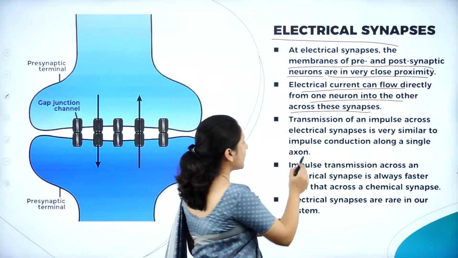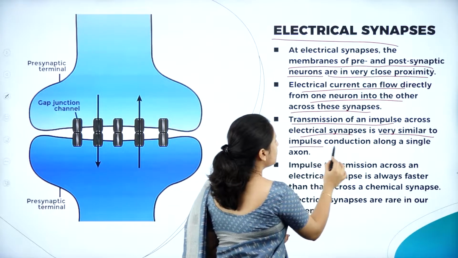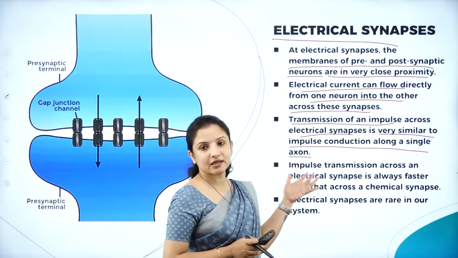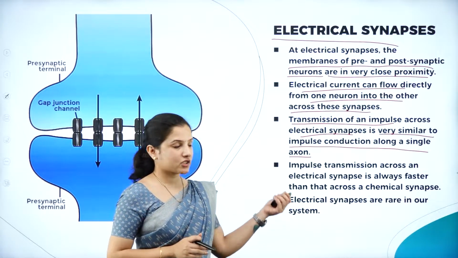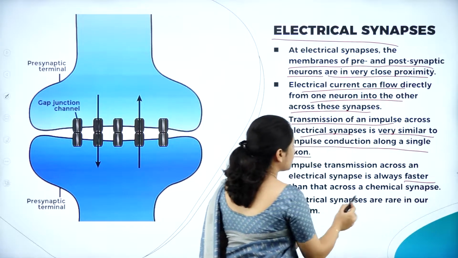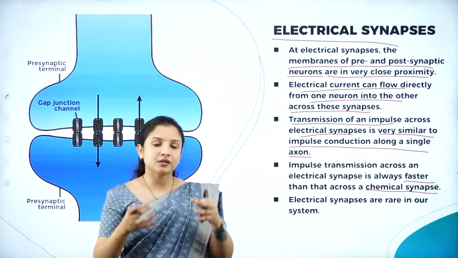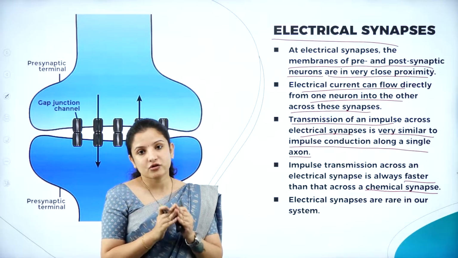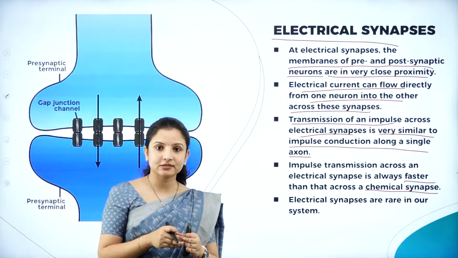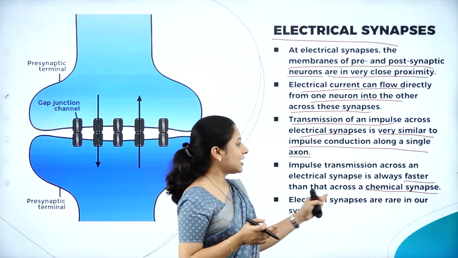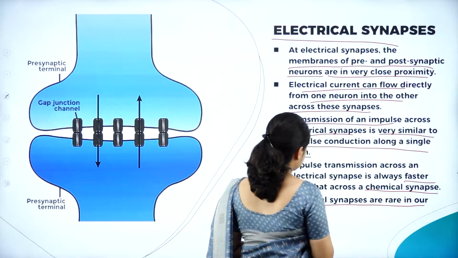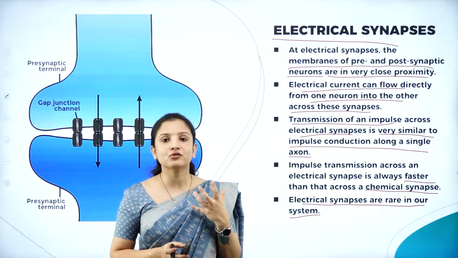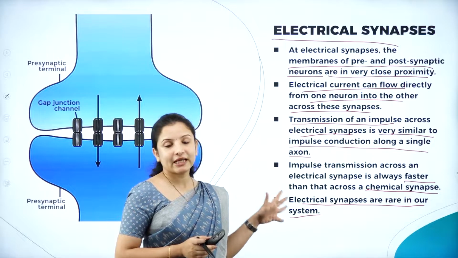And the transmission of an impulse across the electrical synapse is very similar to the impulse conduction along a single axon. Just as impulse conduction occurs in a single axon, it occurs here also, and impulse transmission across an electrical synapse is always faster when compared to that of a chemical synapse. Why is it faster? Because here the postsynaptic membrane and the presynaptic membrane are very near to each other. That is why transmission of impulses in an electrical synapse is faster than in a chemical synapse. But electrical synapses are rare in our system. In the human system, they are very rare. Why? Because the transmission of impulses in a human being is through chemicals, right? Through neurotransmitters. So, that is why electrical synapses are very, very rare in our system.